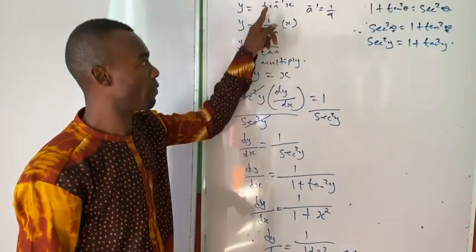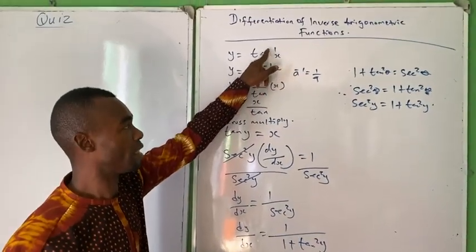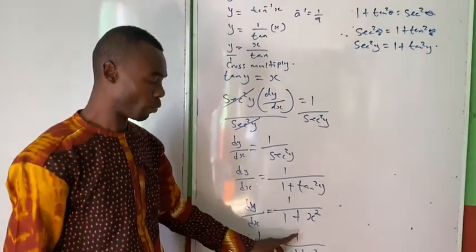Now when we differentiate the tan inverse of x, we are going to have 1 over 1 plus x squared.